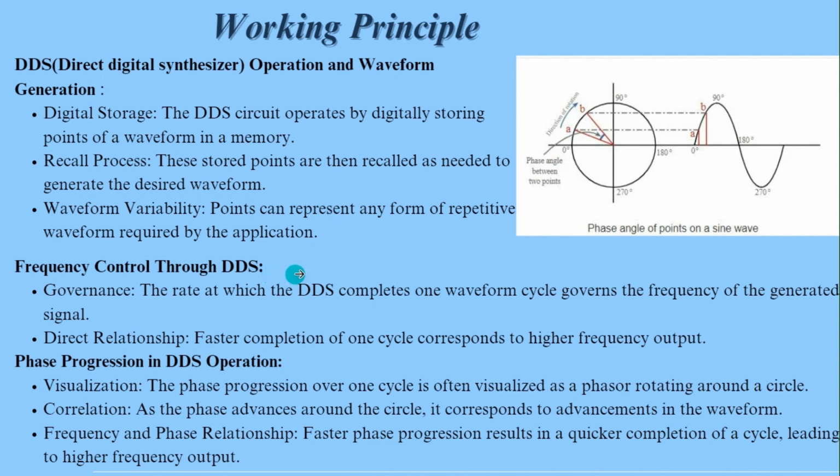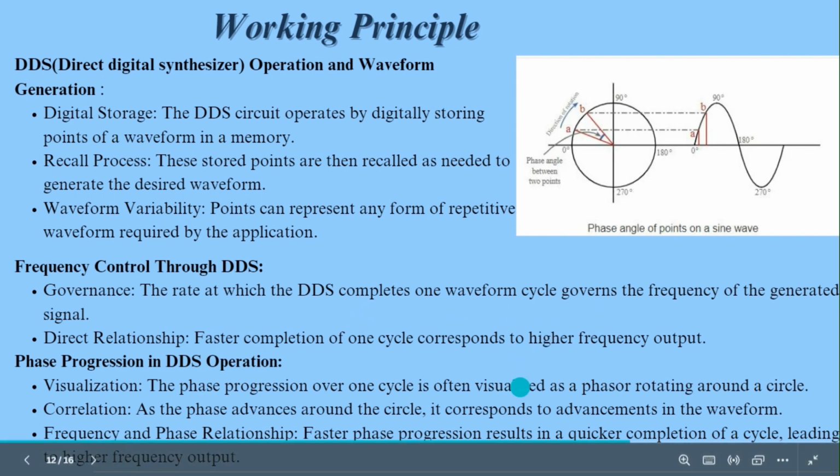Frequency control in DDS. Governance. The rate at which the DDS completes one waveform cycle governs the frequency of the generated signal. Direct relationship. The faster the completion of one cycle, the higher the frequency output.